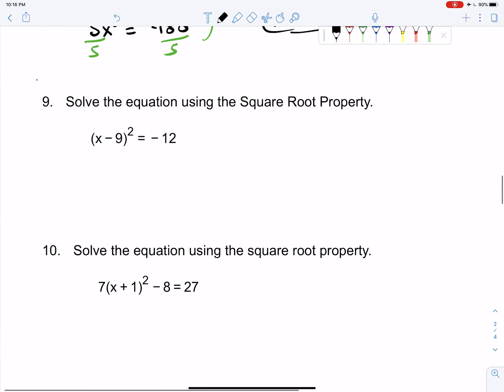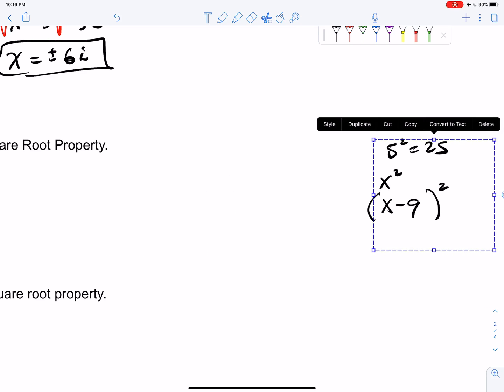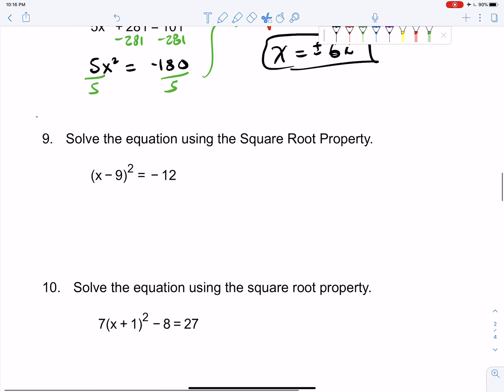Next problem. Now, you might not have realized it, but x squared is a perfect square, right? But when you have a binomial, like in this case x minus 9 squared, that's also a perfect square. And because it's a perfect square, we can take advantage of our square root property. Let me just move this out of the way over here. Even though this looks a little more complicated, this whole thing right here is raised to the second power, so it is a perfect square. So we square root the left and we square root the right, never forgetting our plus or minus.